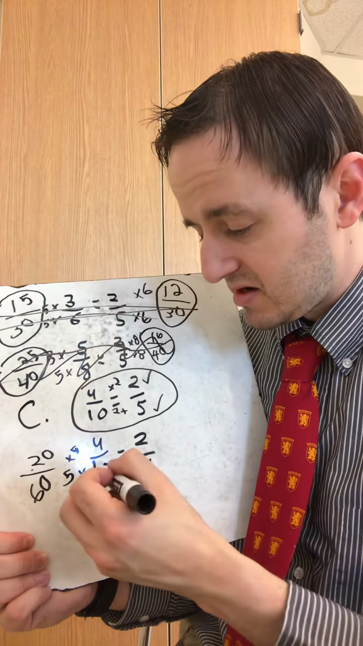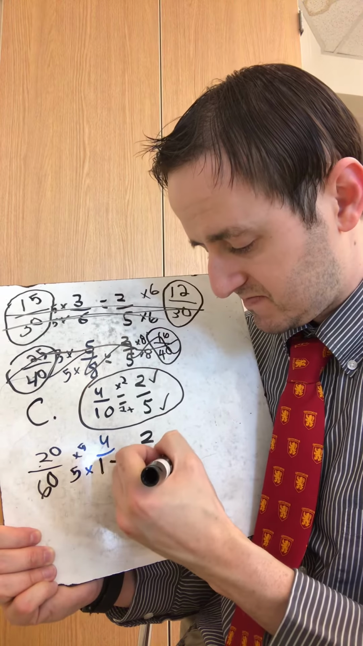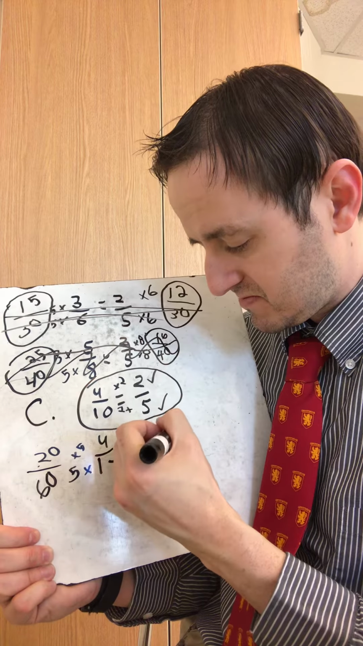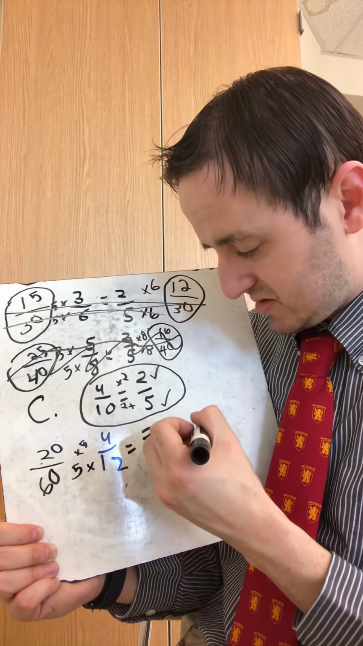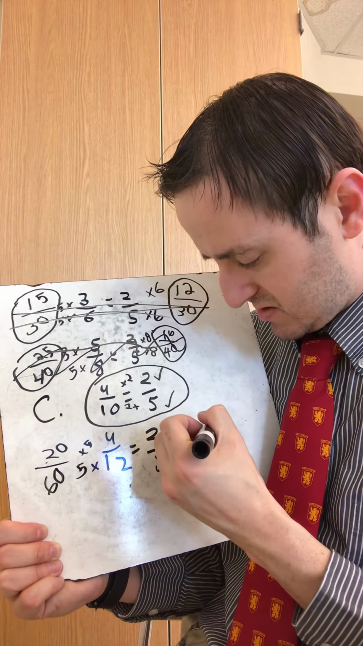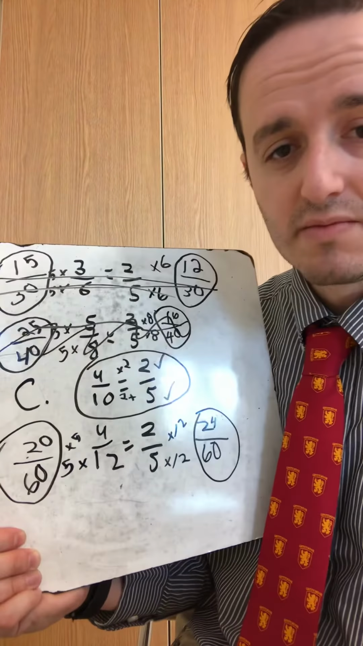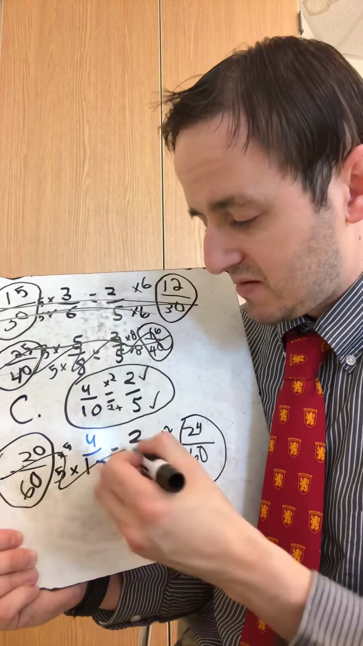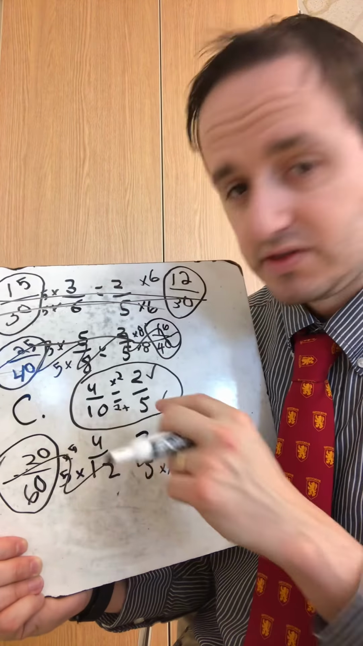So there's my denominator. Now, we used our 5 over here, so we need to use our 12 on this side. 60 is our denominator, so same denominators, and 2 times 12 is 24. Same denominator. Are the numerators the same? Nope. 20 and 24, it can't be that one. They're not equivalent. So our best choice is 4/10, which is equivalent to 2/5.